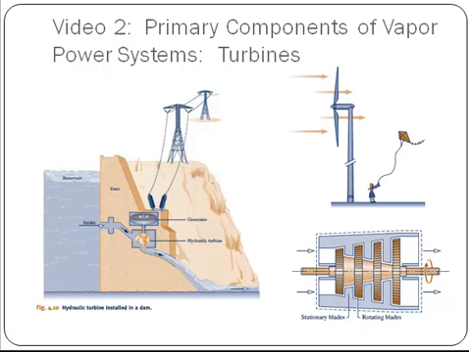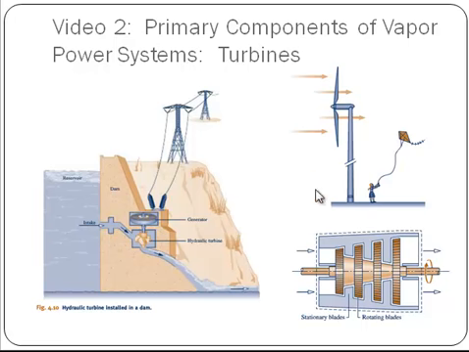Okay, in this video I'm going to look at one of the four primary components that are used in Rankine power cycles. And this is a turbine. Turbines come in all sorts of different forms. This is a hydraulic turbine that you would see installed in a dam. It's going to generate electricity, and the water flowing through, due to potential gravity change, will drive this thing.